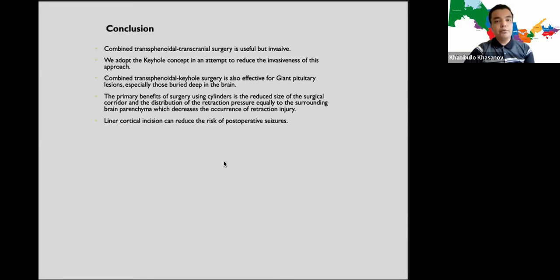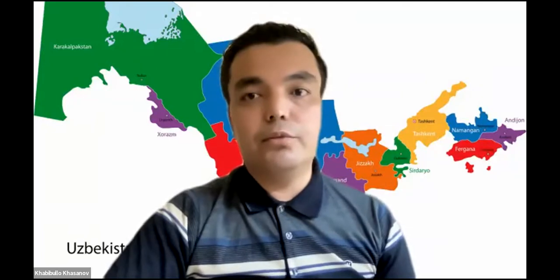The primary benefits of surgery using the cylinder are the reduced size of the surgical corridor and the equal distribution of retraction pressure to the surrounding brain parenchyma, which decreases the occurrence of retraction injury and postoperative seizures. Linear cortical incisions can also reduce it. Thank you for your attention.